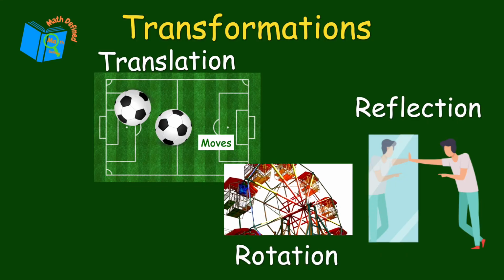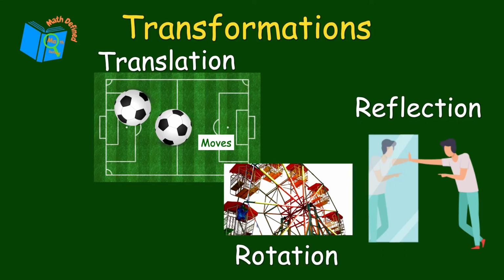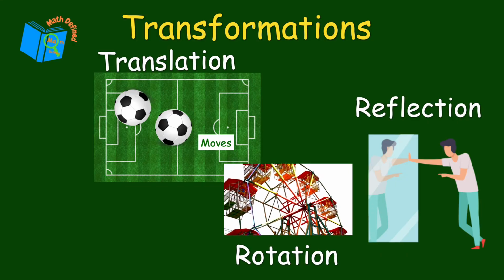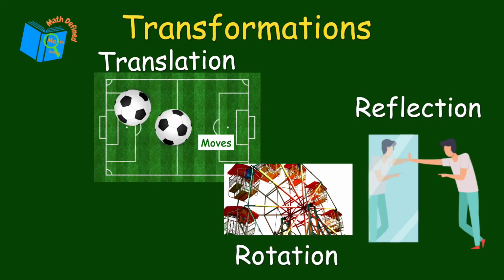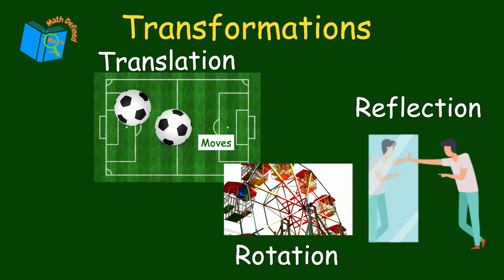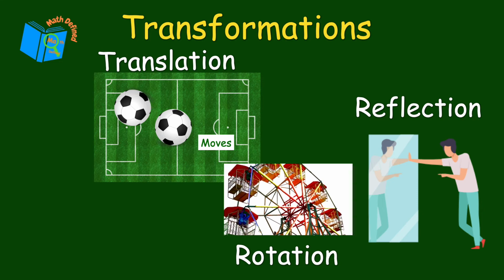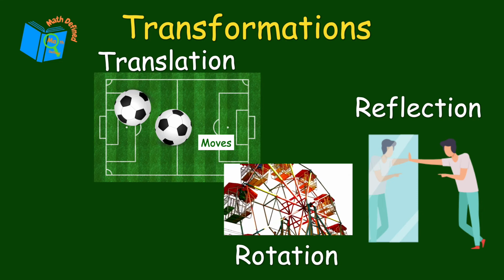Transformations involve rigid movements that preserve key properties like size and shape. Just like the soccer ball moving around the field, a rigid movement doesn't change a shape, size, or form. It simply changes its position or orientation.